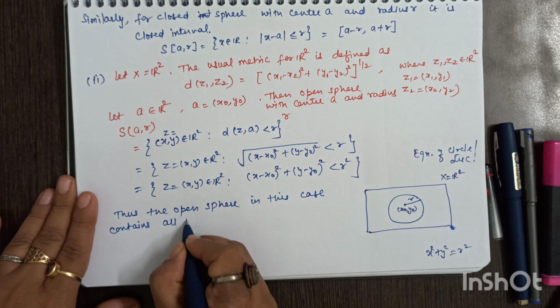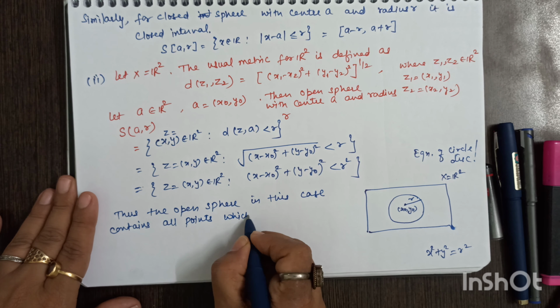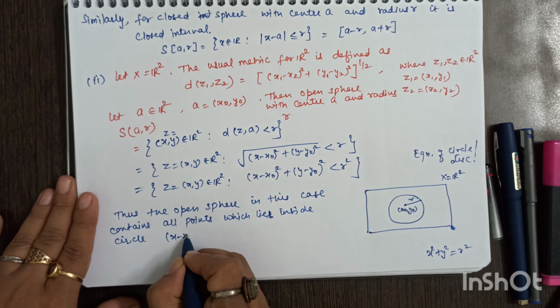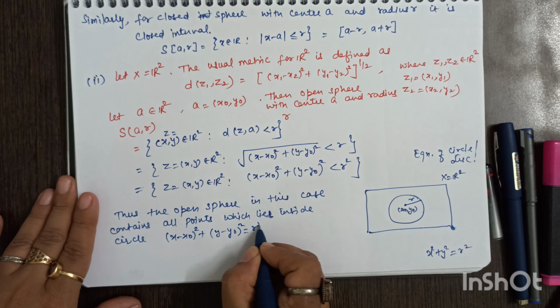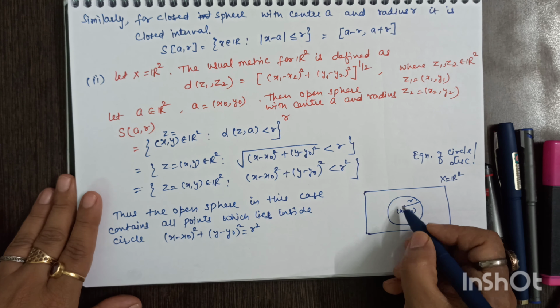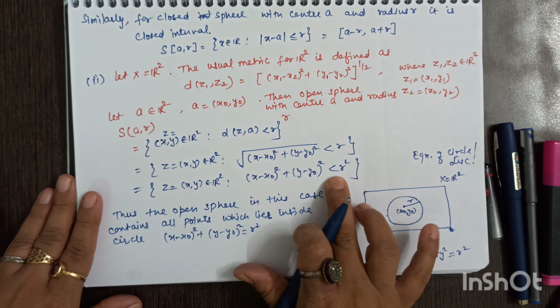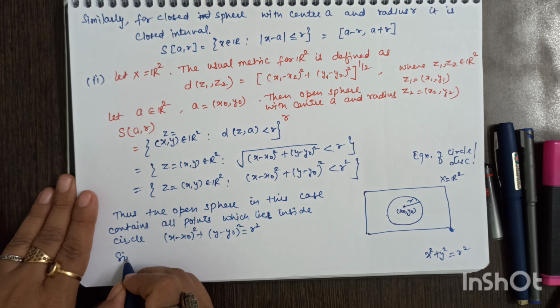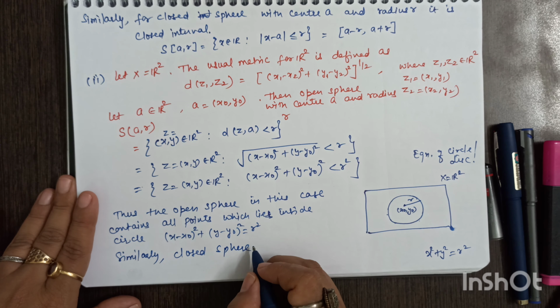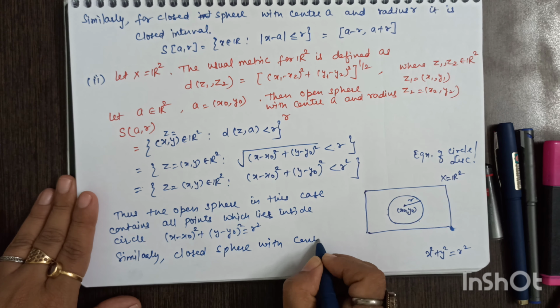So the open sphere in this case contains all the points which lie inside the circle (x minus x0) whole square plus (y minus y0) whole square equals R square. Only interior points are included for the open sphere. And when you are talking about the closed sphere, the interior plus boundary points both are included.